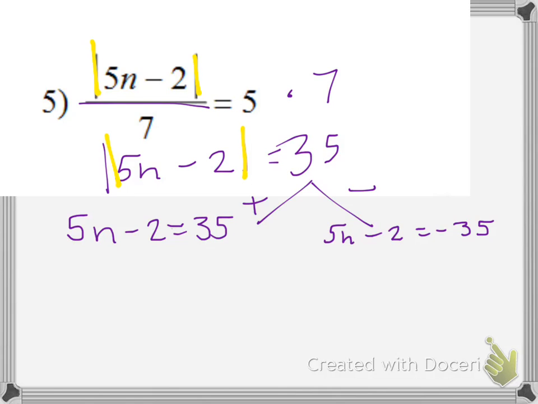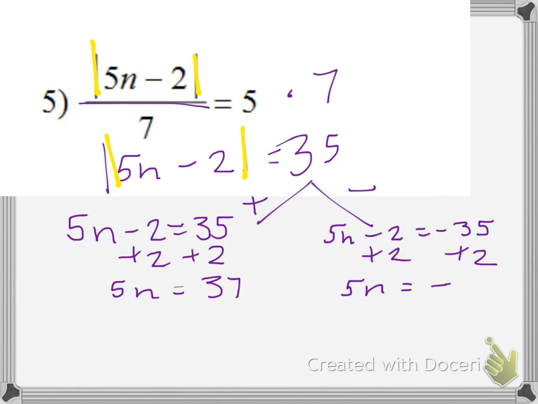So let's go ahead and solve that. We got to move over that 2 first. So let's go ahead and add 2. So then I got 5n equals 37. And we can do that same thing over here, plus 2, plus 2. But this one gets me 5n equals negative 33. So that's where we're just going to see those answers be different.